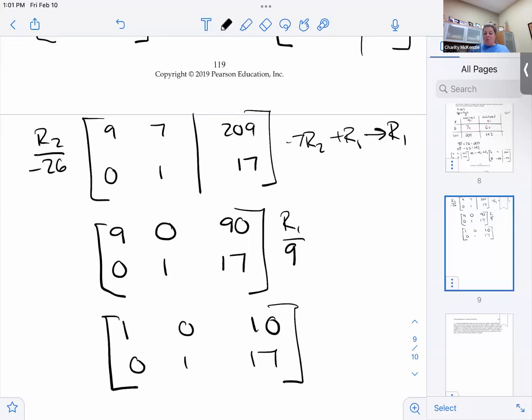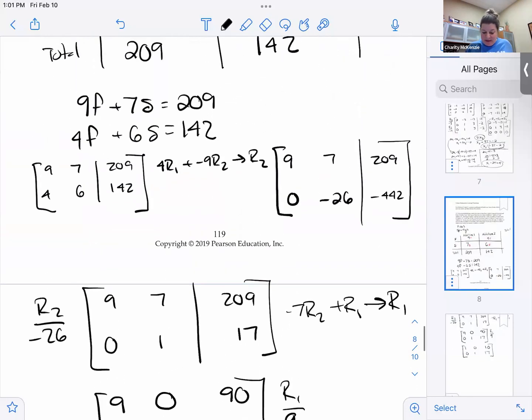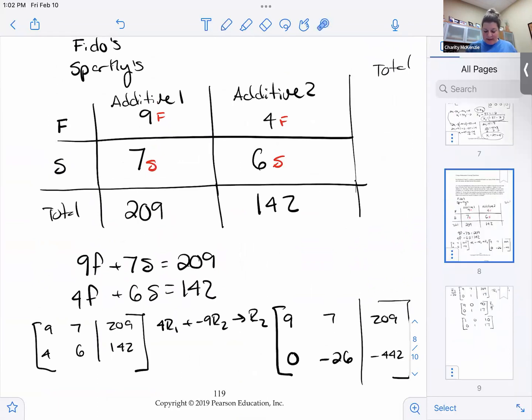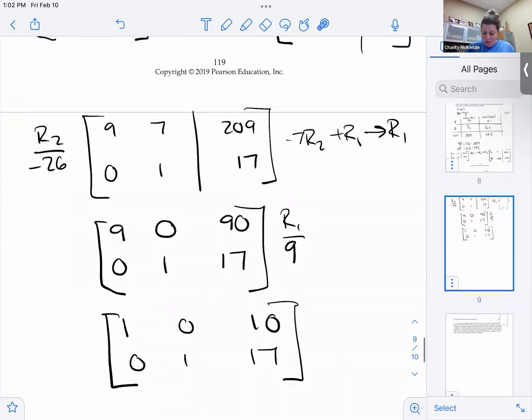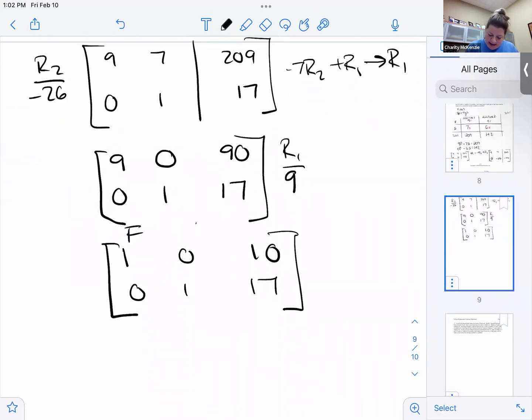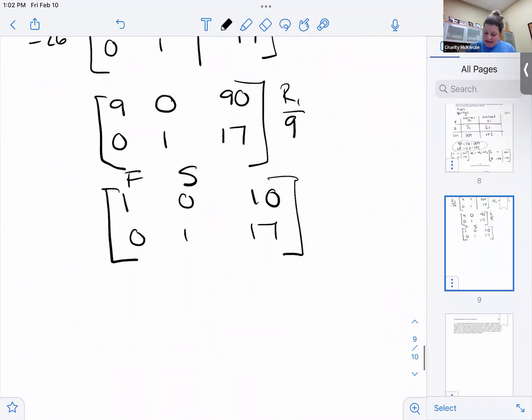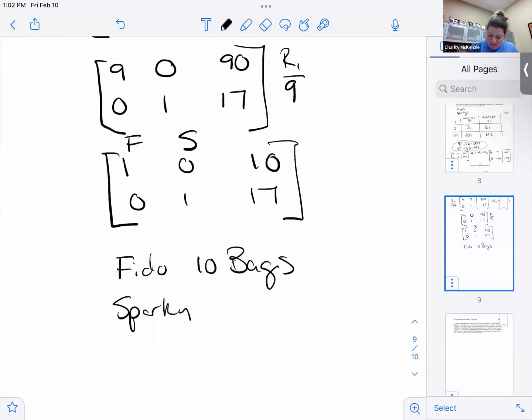Okay, so we have to think about, go back to the original, right? Row 1 was F and S, because we wrote it out here, F, S. Just trying to make sure we know what's what. So Fido is 10 bags. And Sparky is 17 bags.